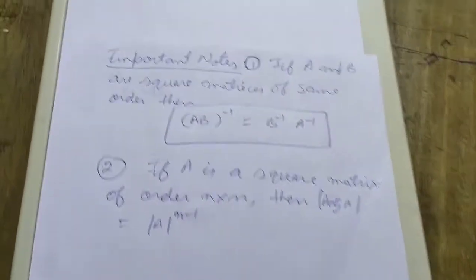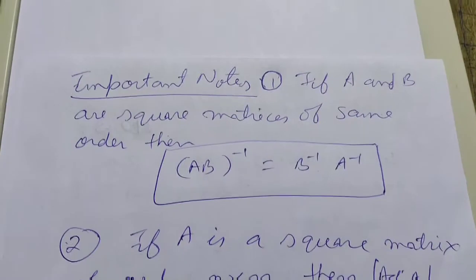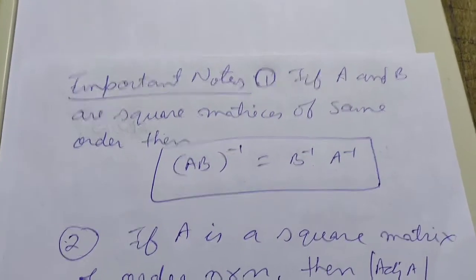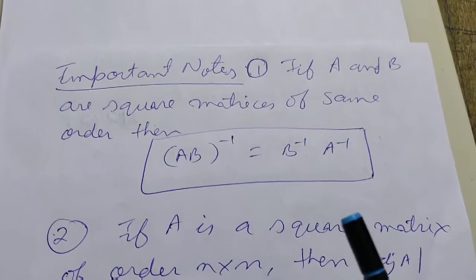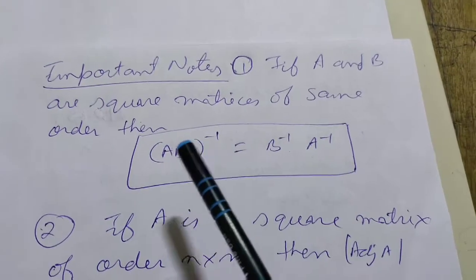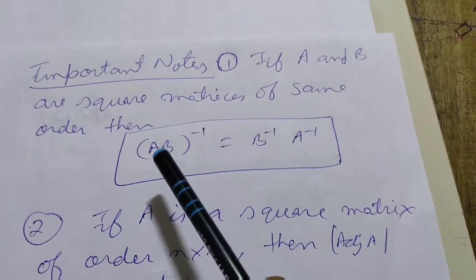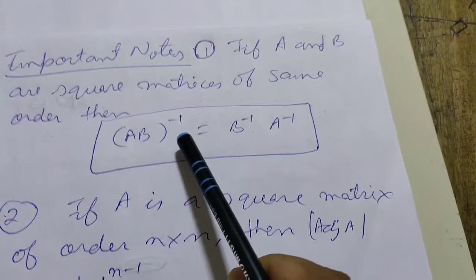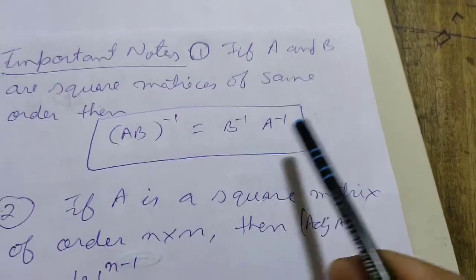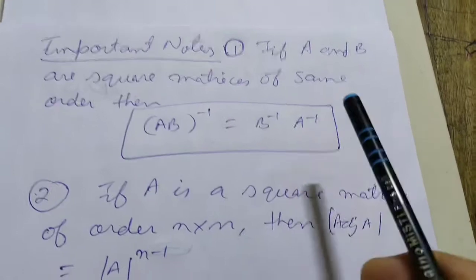Now some important notes we learn. If A and B are square matrices of same order, then AB inverse equal to B inverse into A inverse. So if you are having a square matrix which is composed of two different matrices A and B, then AB whole inverse will be equal to B inverse into A inverse. Very important formula you should remember.